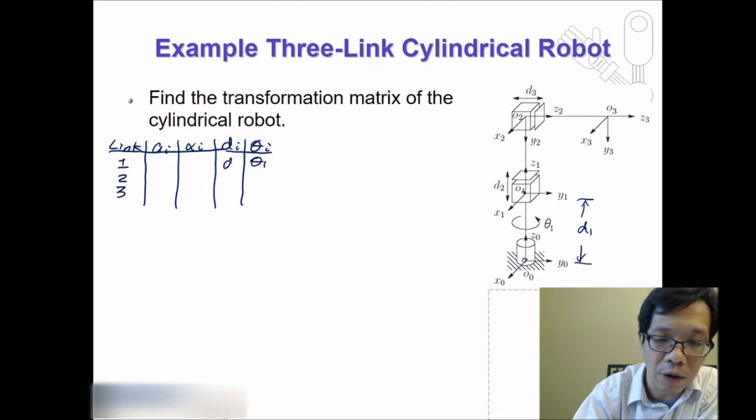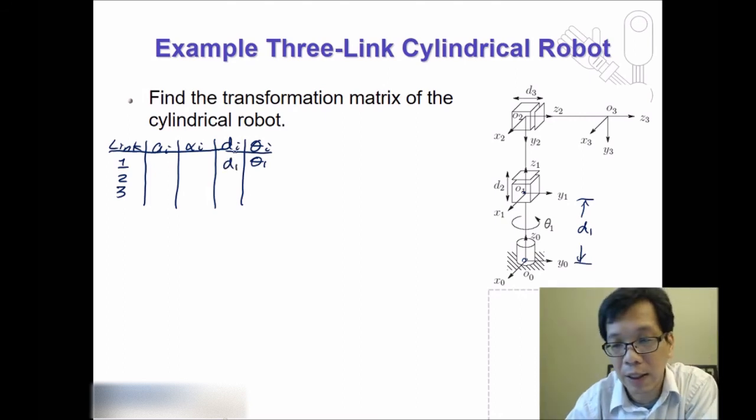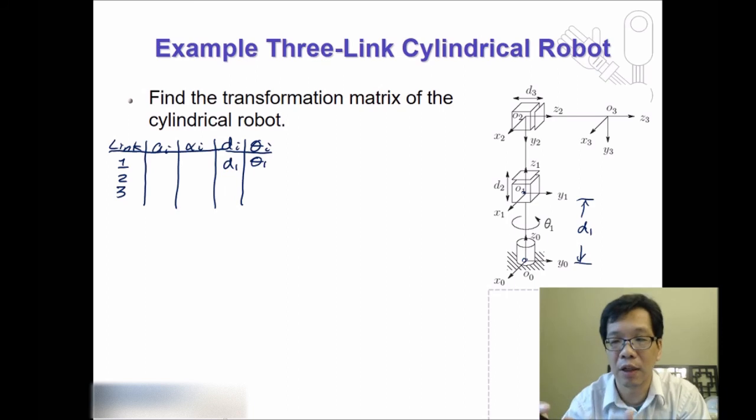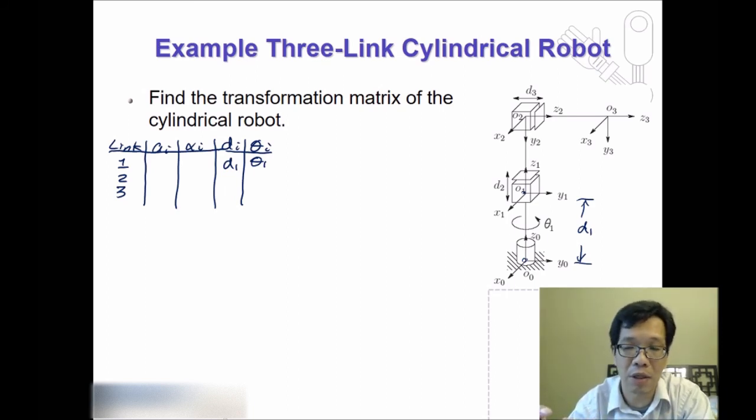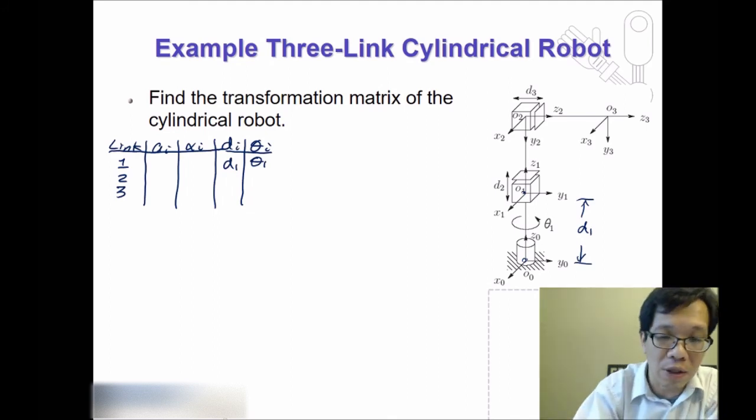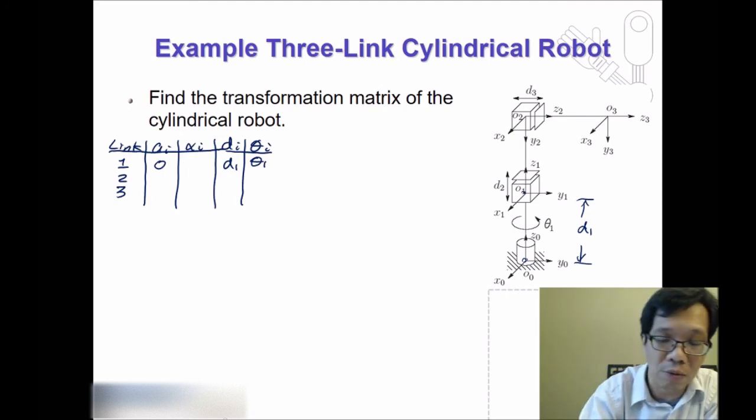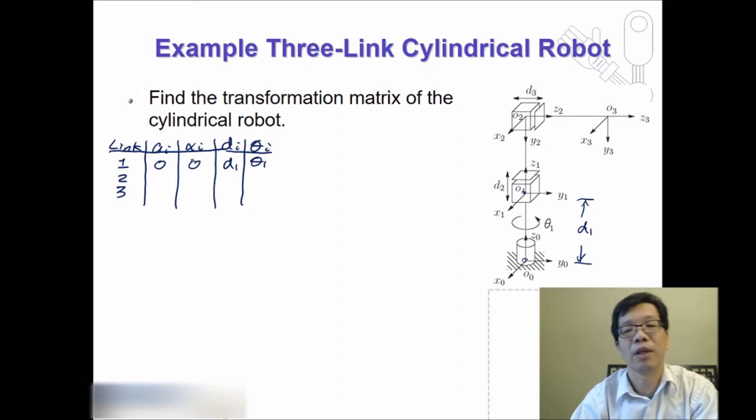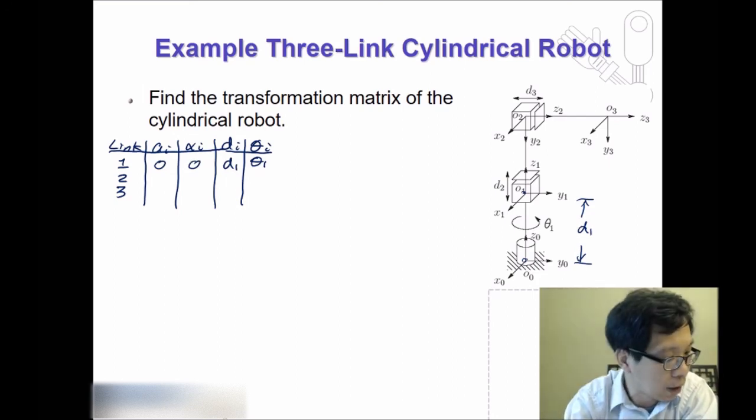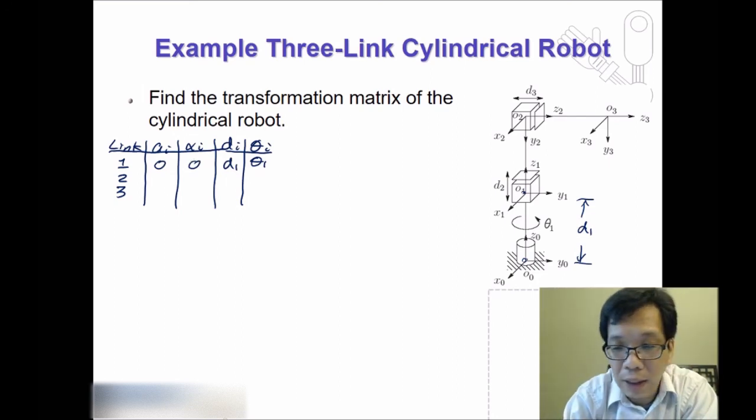So I put d1 over here, but since this movement, the configuration is along the z-axis only, there is no distance or no offset along the x direction between joint 0 and joint 1. So this one over here is going to be 0. And z1 and z0 are actually on the same axis, which means there is no twist over here. So this is something we're going to have. Now, that is my first coordinate, my first link.